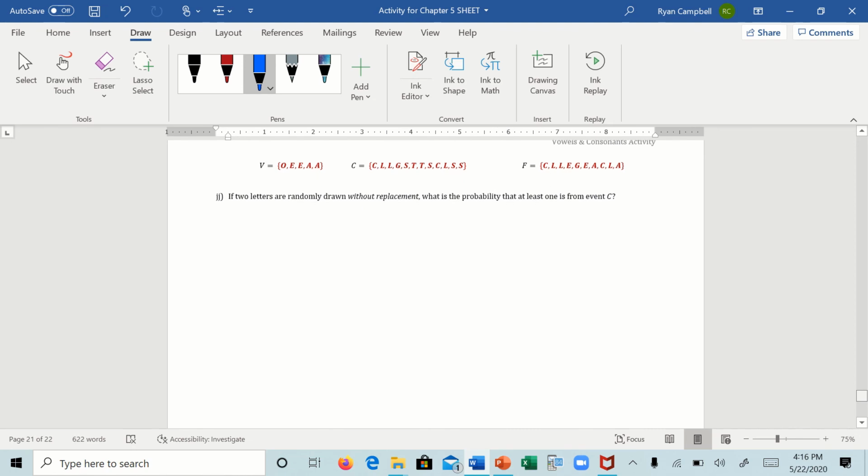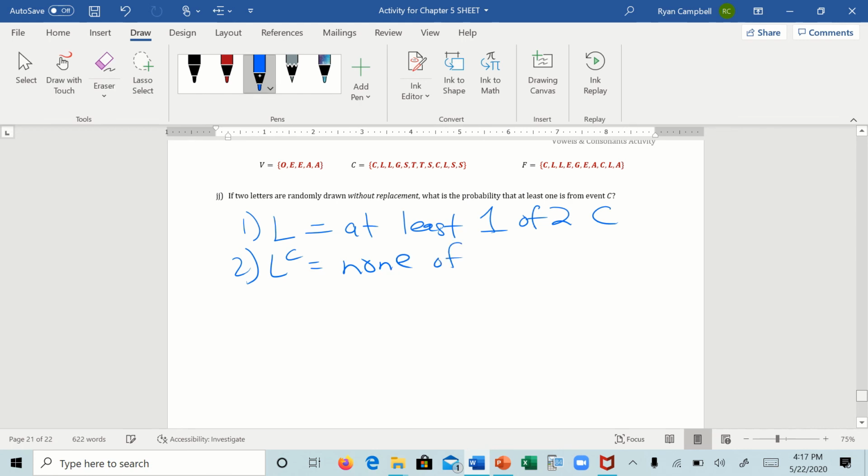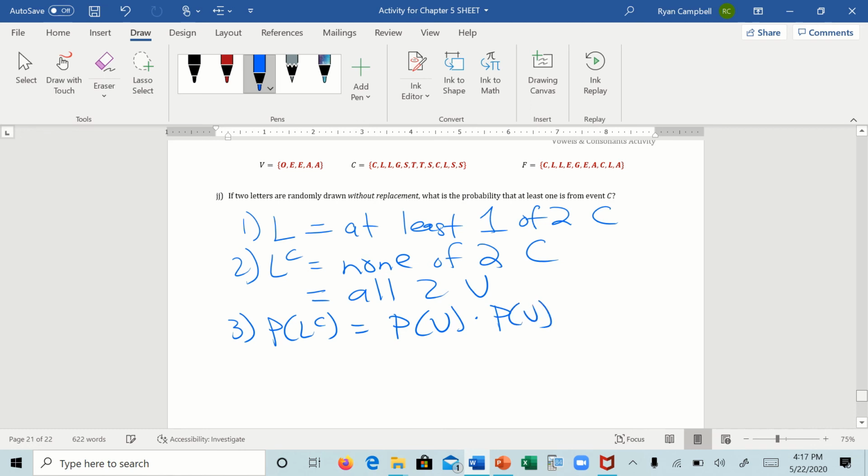Last 2. So 2 letters without replacement, at least 1 from C. So L, at least 1 of 2 from C. Number 2, the complement, none of 2 from C. So neither of them are consonants, which means that both of them are vowels. So the probability of the complement, we know we have the first one's a vowel and the second one's a vowel.